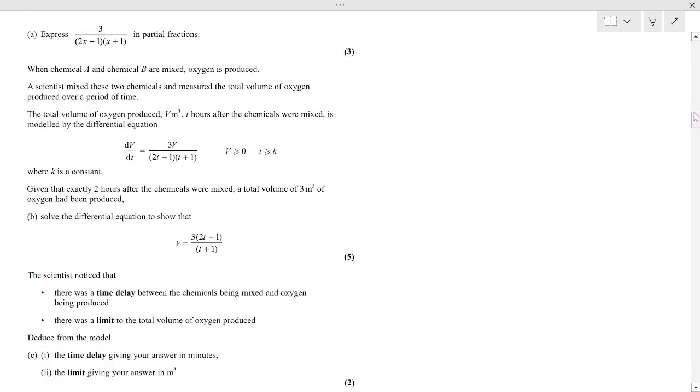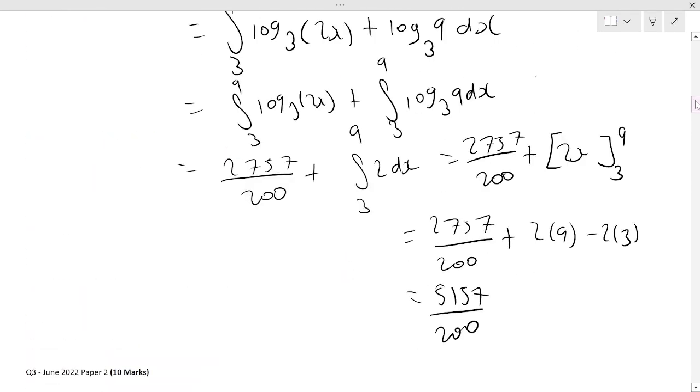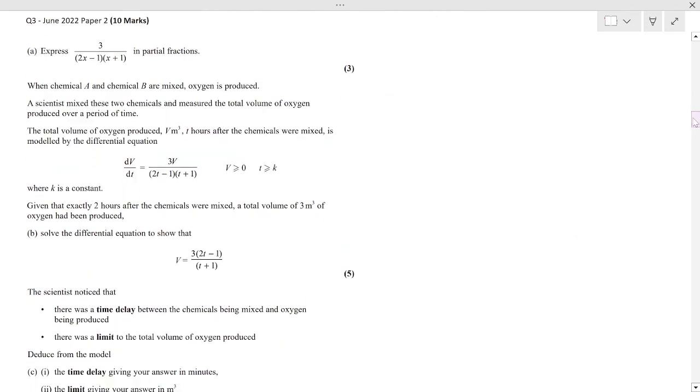Question 3. Cool. And I reckon this could happen, right? So we have a differential equation mixed with partial fractions. So I reckon that probably could come up. So let's have a look at it.